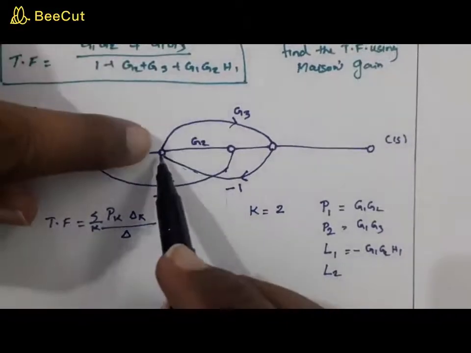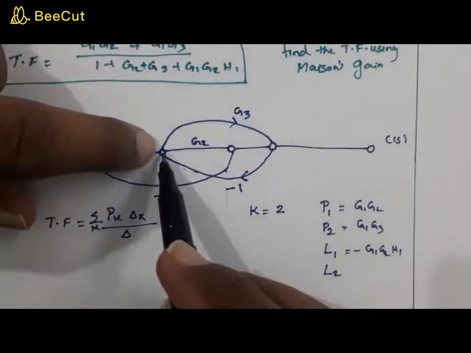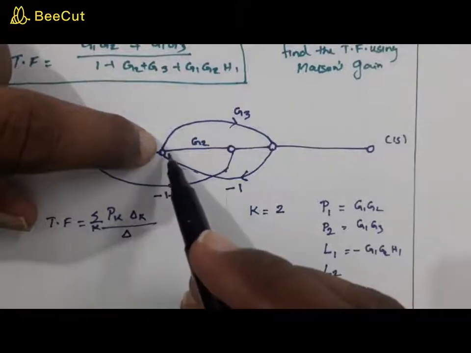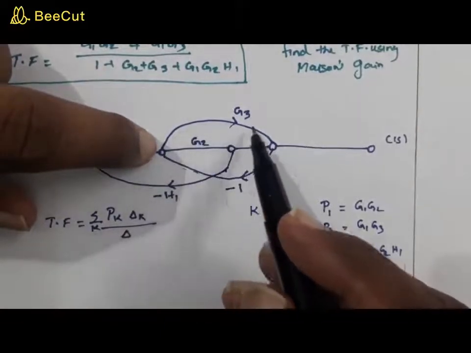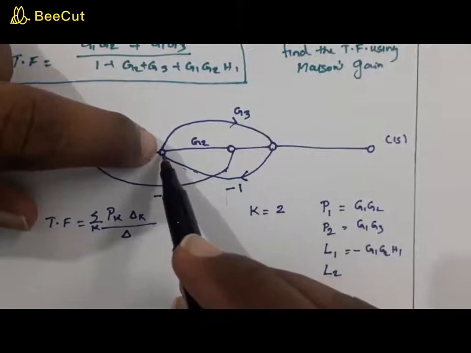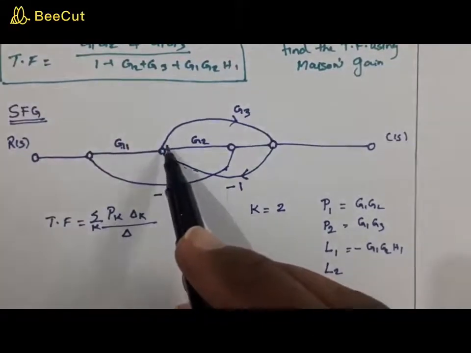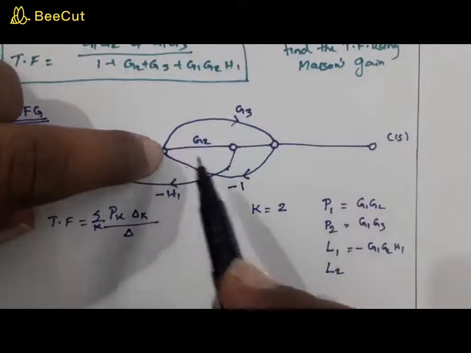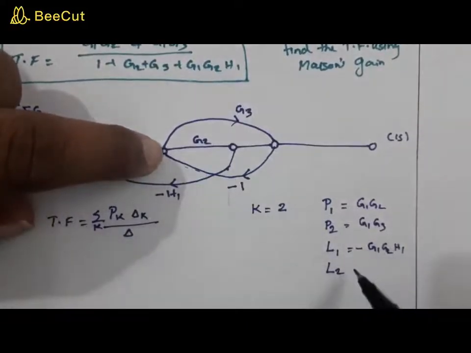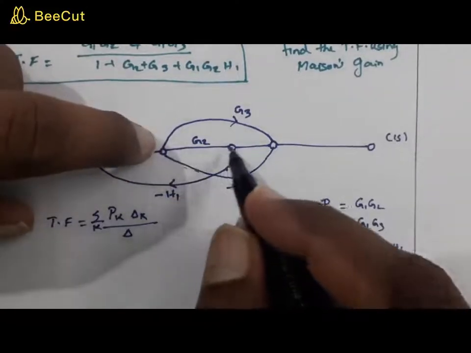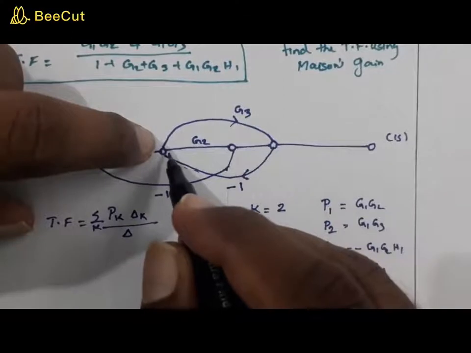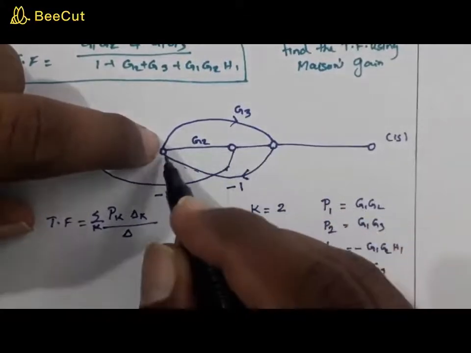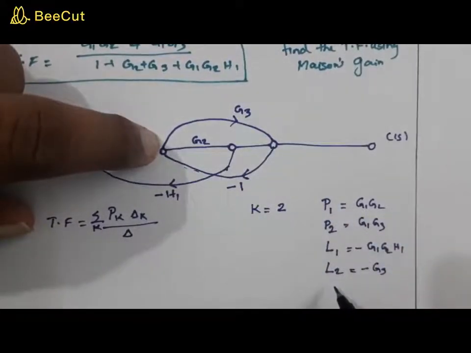Now move to the next point. Again, pass a signal through this. That means you can have a path like this, right? Minus G3. That is the same signal which is allowed to go through this and will reach here in this path. That is G3, minus G3, right? So that is another loop. Now again, you can have one more loop like this. A signal can also go in this direction and reach here. So L3 is equal to minus G2.